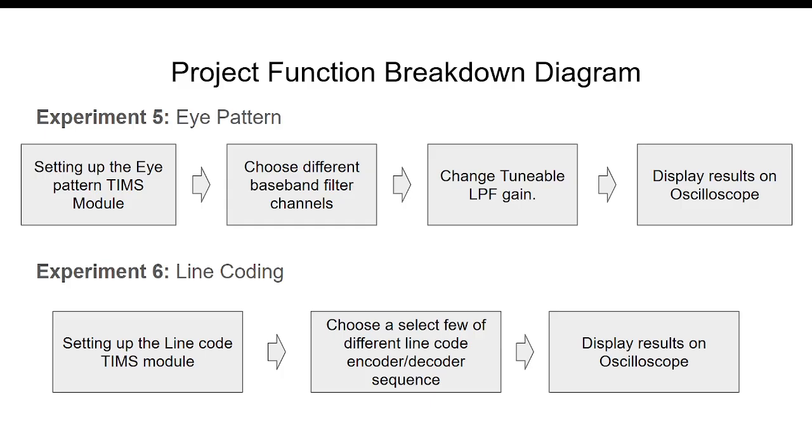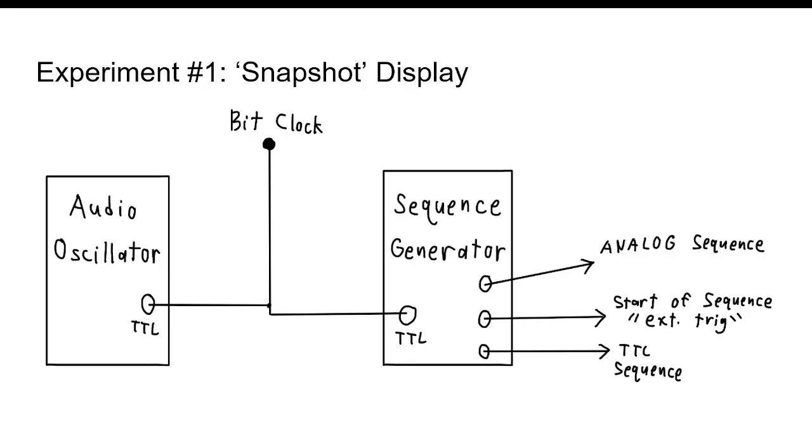And then finally, experiment five is the eye pattern, where we see the eye pattern visualization on the oscilloscope. We set up the module for that, then we choose different baseband filter channels, change the tunable LPF gain, and display it on the oscilloscope. For line coding, we set up the TIMS modules, then we choose a select few different line code encoder and decoder sequences. Then we also display that on the oscilloscope to see how it all works out.